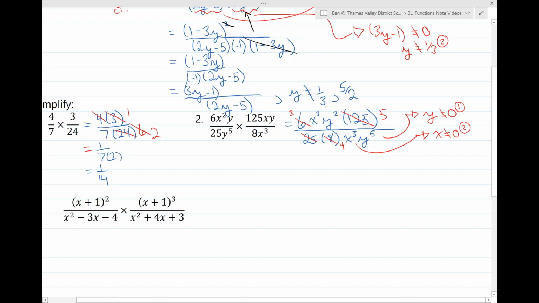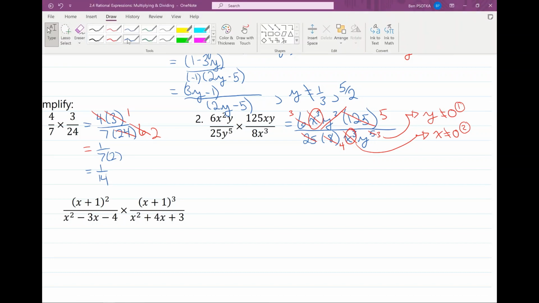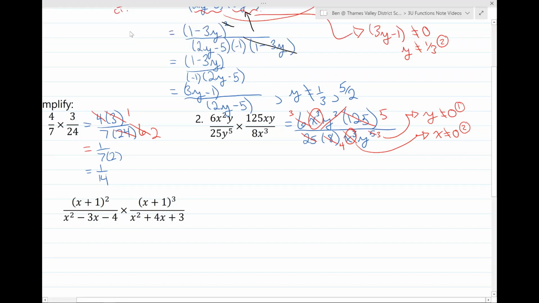And then if I look at my variables, I see an x cubed in my numerator and my denominator, so I can cancel those out. I see a y squared in my numerator and a y to the power of 5, so that's going to cancel 2 of the factors in my denominator, leaving me with y to the power of 3. Now this looks a little bit messy, but I can keep track, so it looks like I still have a 3 remaining. A 5 remaining, so that's 3 times 5, and that's it for my numerator.